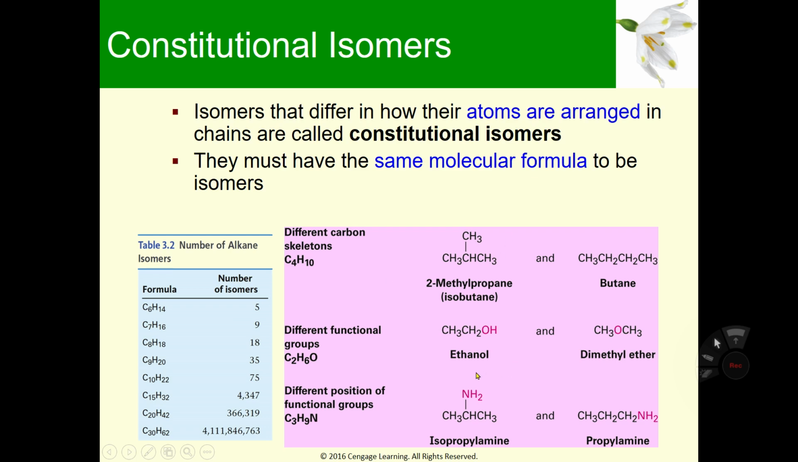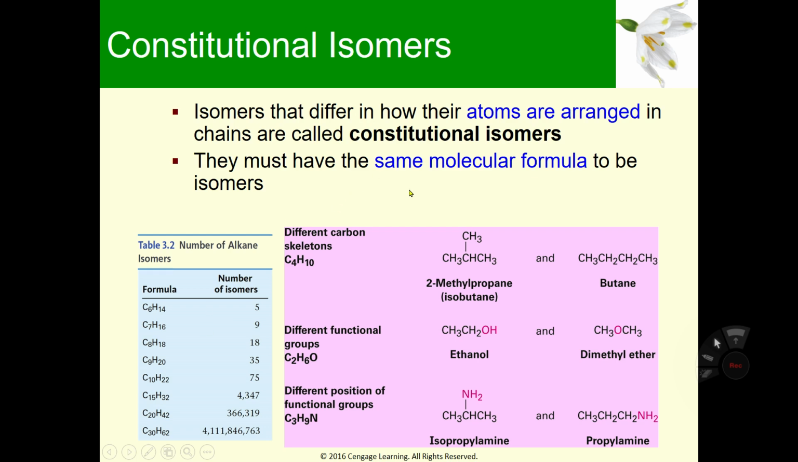Ethanol will be an isomer, but a methyl ether also. Isopropylamine and propylamine, they are in an isomeric relationship. As the number of carbons increases, the number of isomers will dramatically increase also. So even if you fix the number of carbons in an alkane, as the number of carbons increases, you can imagine so many different isomers.